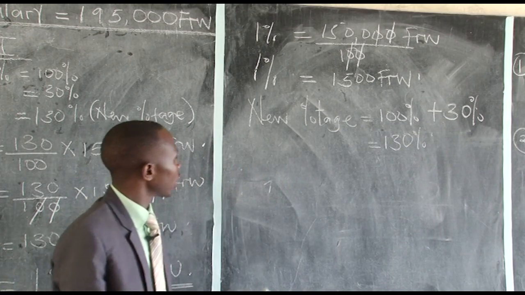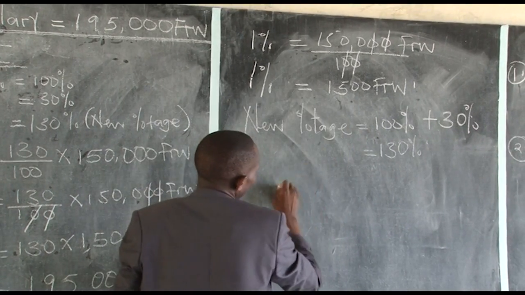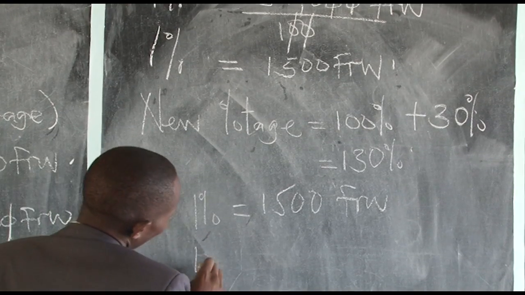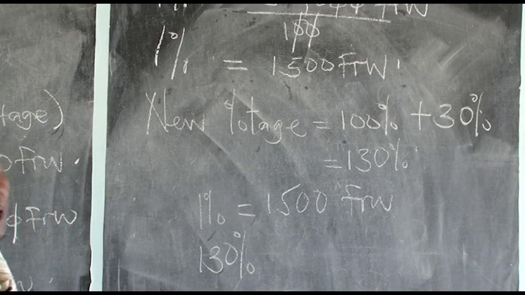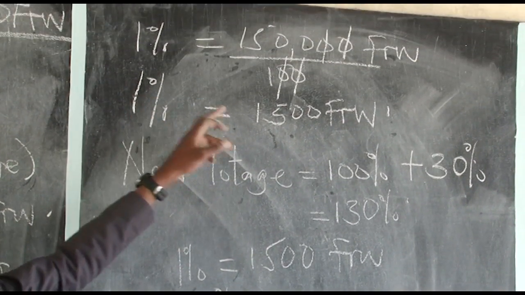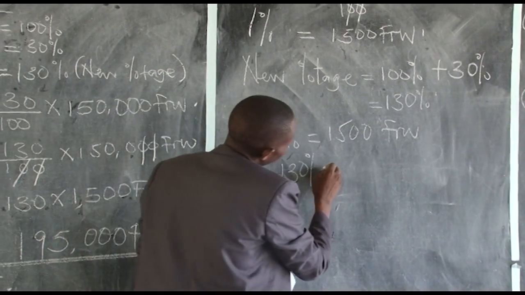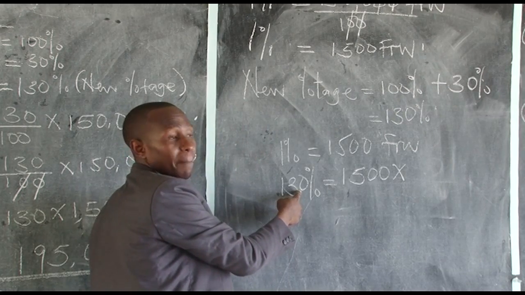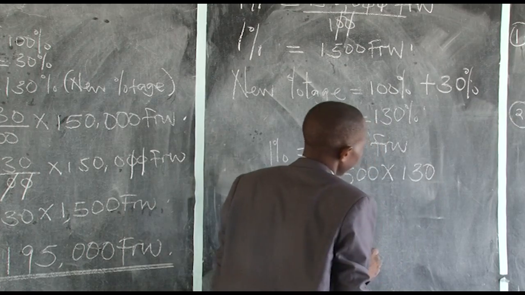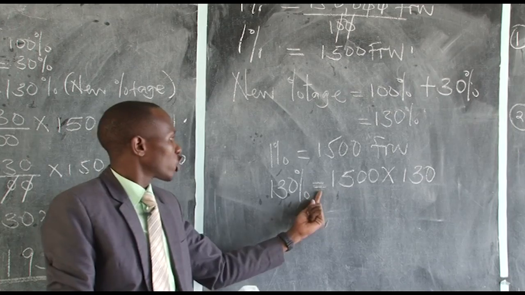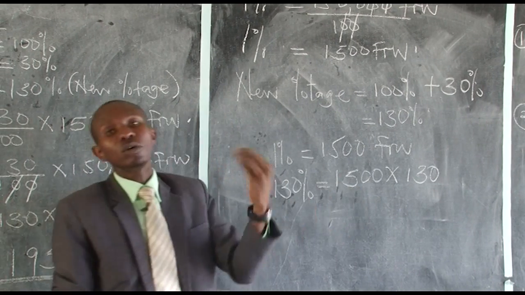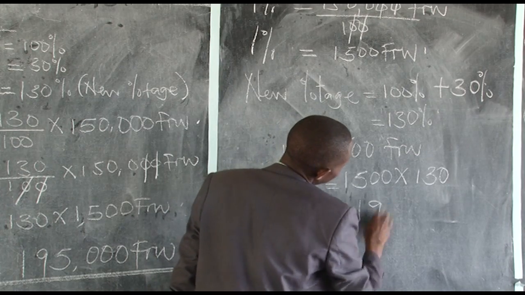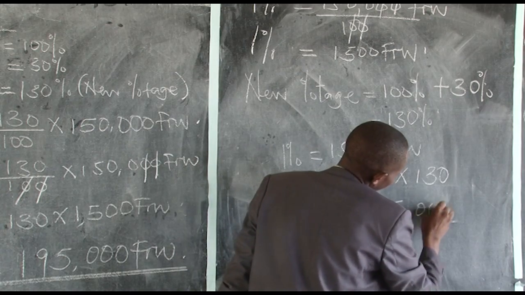From there, everything becomes now simple. Just say 1% has given us 1,500 francs. Then, what about 130%? This is now the new percentage. This is the old percentage. 1% is giving us this. Now, I'll say 130% will be equal to 1,500 times 130, which will give us 195,000 francs.